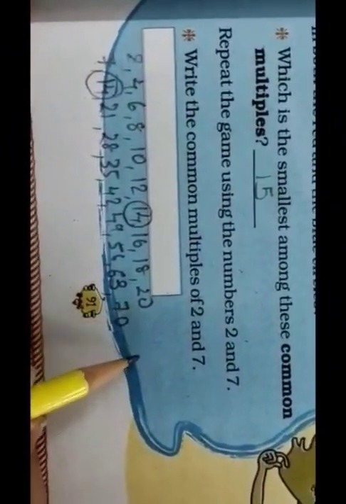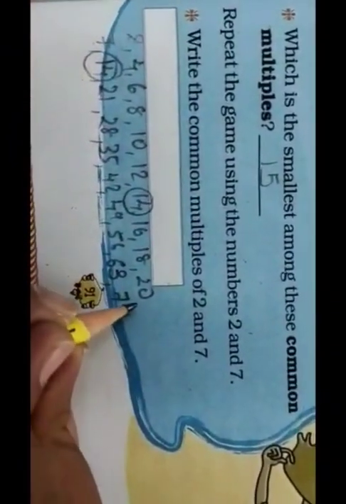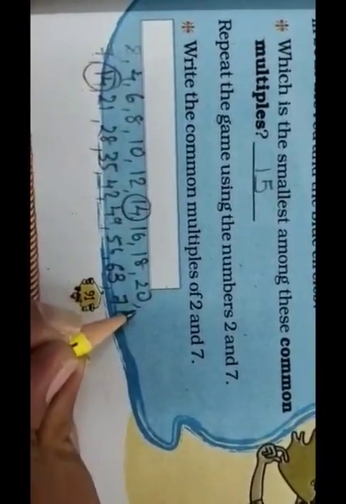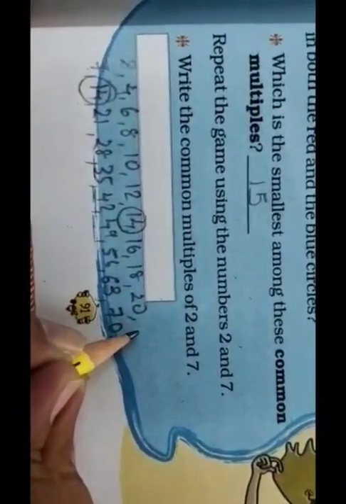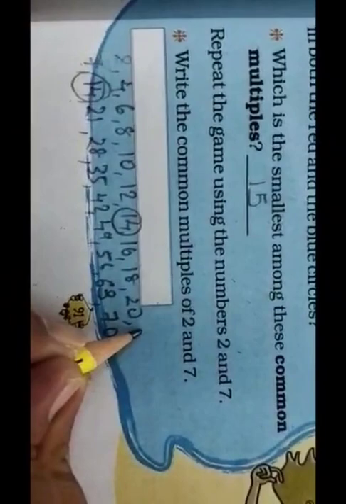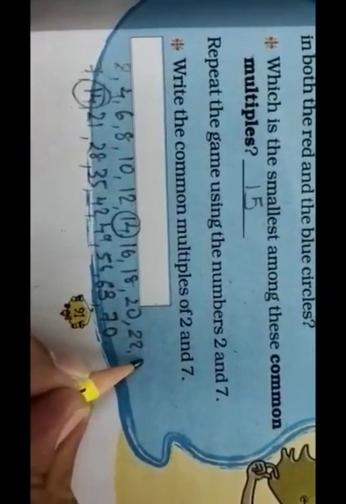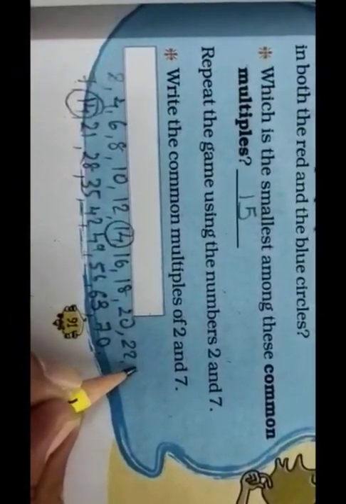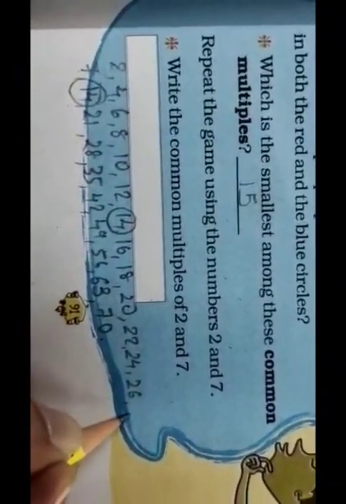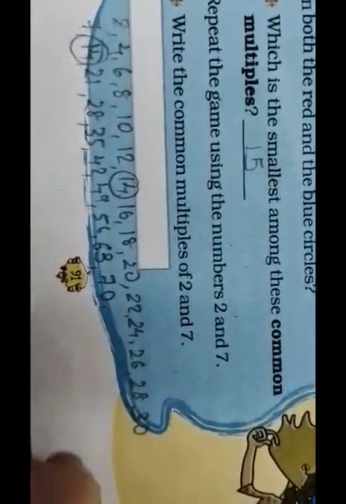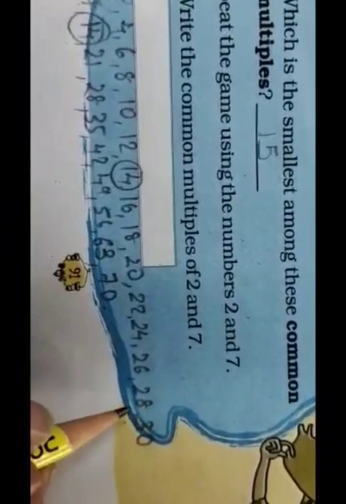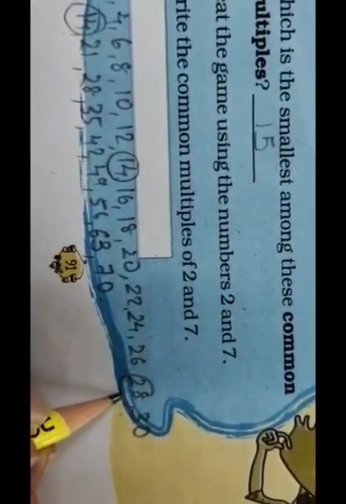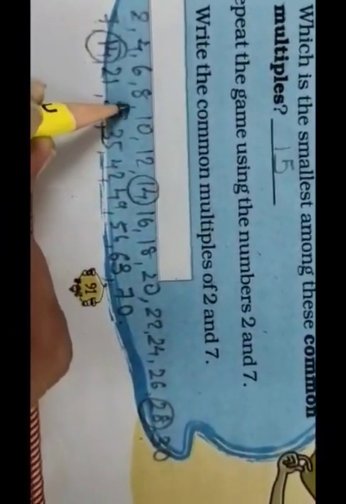If we go further, then we can find out something. Let's list the multiples of 2 further. 11 twos are 22, 12 twos are 24, 13 twos are 26, 14 twos are 28, 15 twos are 30. So till 15 I have done again. So one more common one I found, 28. This is the difference I am showing you.